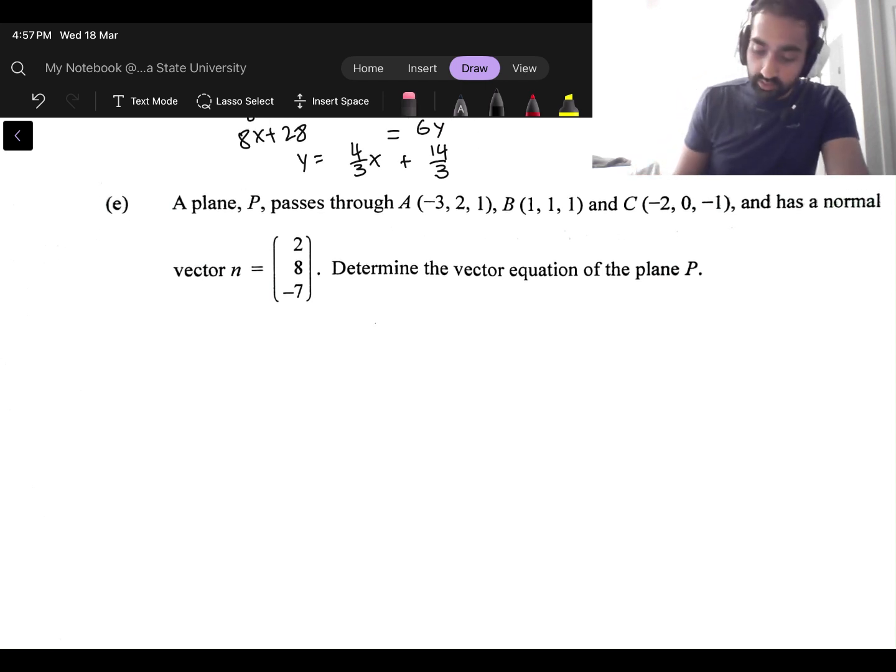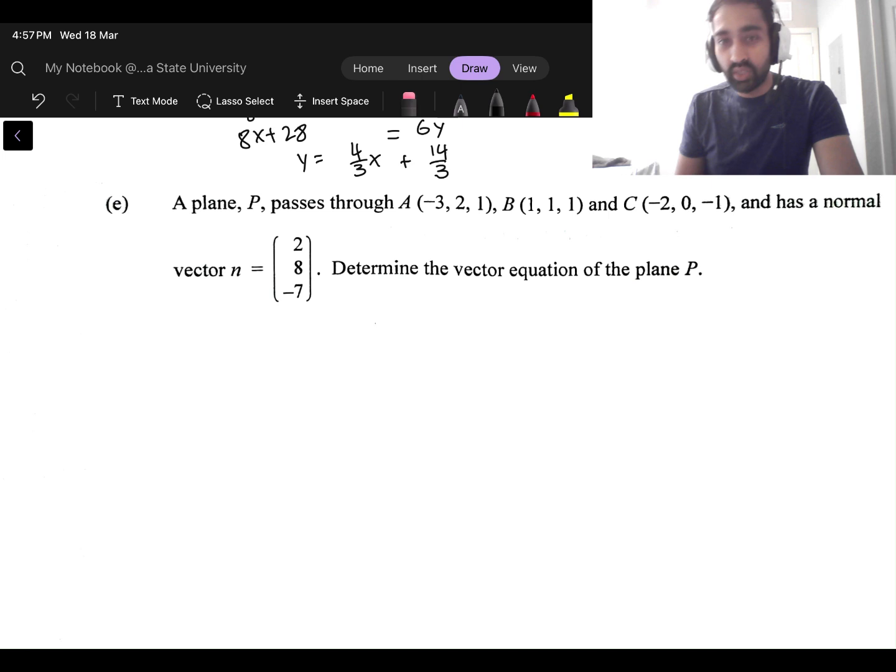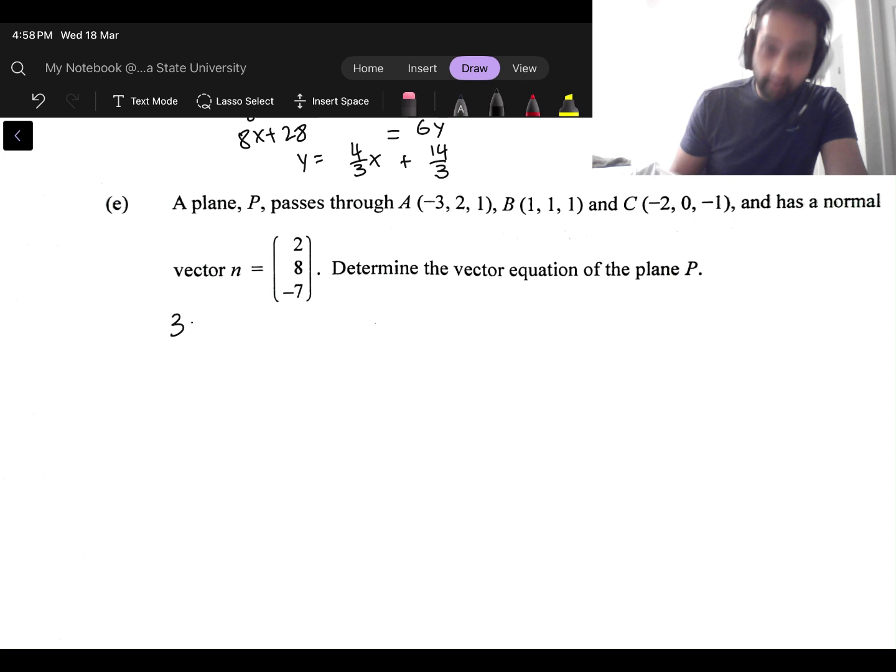So let's do that. You could actually use whichever information you like and you'll be able to get the answer. But the easiest one, since it's the vector equation, is to find the parametric vector equation, and you just have to remember how to do that. So the first thing is you'll use the 3 points.